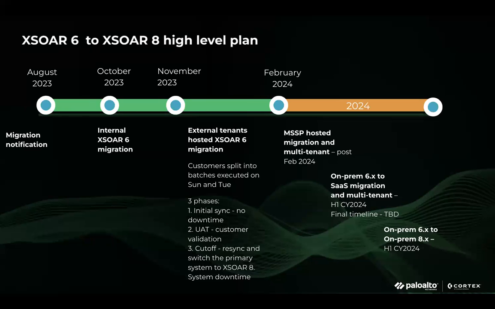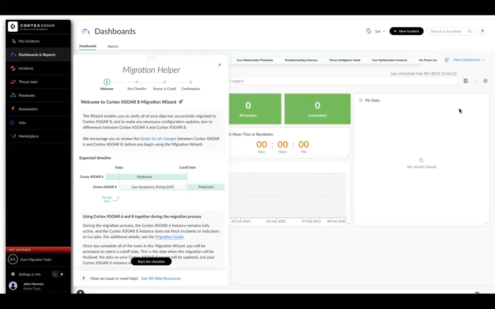Our MSSP and on-prem migration is still a few months away. You will probably see some notification and information coming in 2024, maybe the first quarter of 2024. That's at least what we are planning right now. And so you should keep an eye out if you are an on-prem customer or if you're an MSSP hosted customer of Exor. For migration, our intent is to make it as straightforward as possible for the customers.